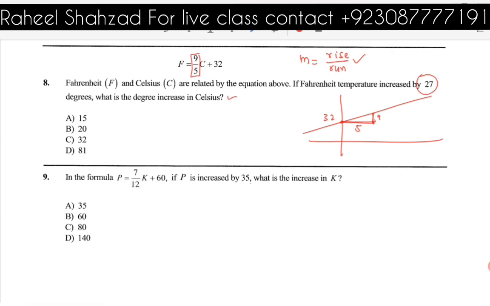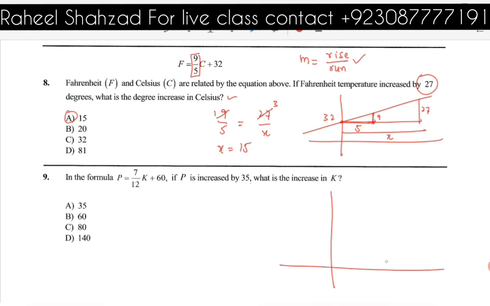Now they want us to find out if the rise is 27. So if this is 27, what is this going to be? So it was 9 by 5, so 27 by x. These are similar triangles. So you could say 9 3s are 27, so x is equal to 15 is the answer, right? Same goes with the second question as well.